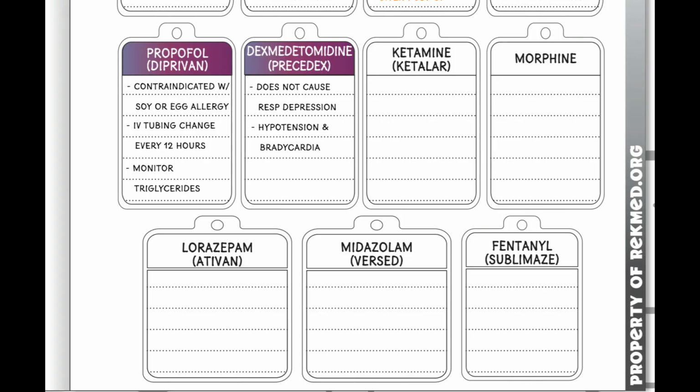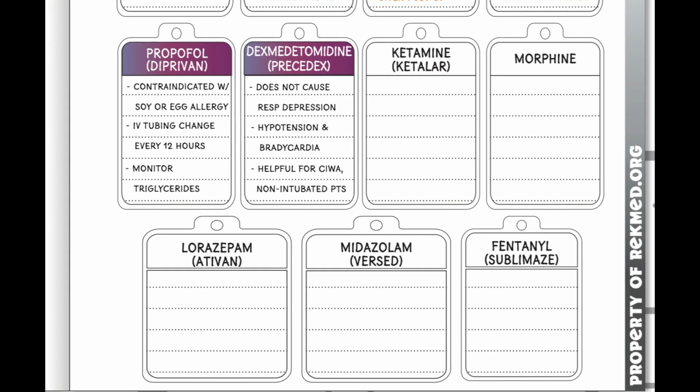Precedex though can cause hypotension and bradycardia. So of course, because this is an IV sedation med, these are going to be much higher level monitoring medications. And we talked about this in our CIWA and our non-intubated patients as well. Our next bag here is going to be our ketamine drip. So this absolutely can cause respiratory depression in higher doses.